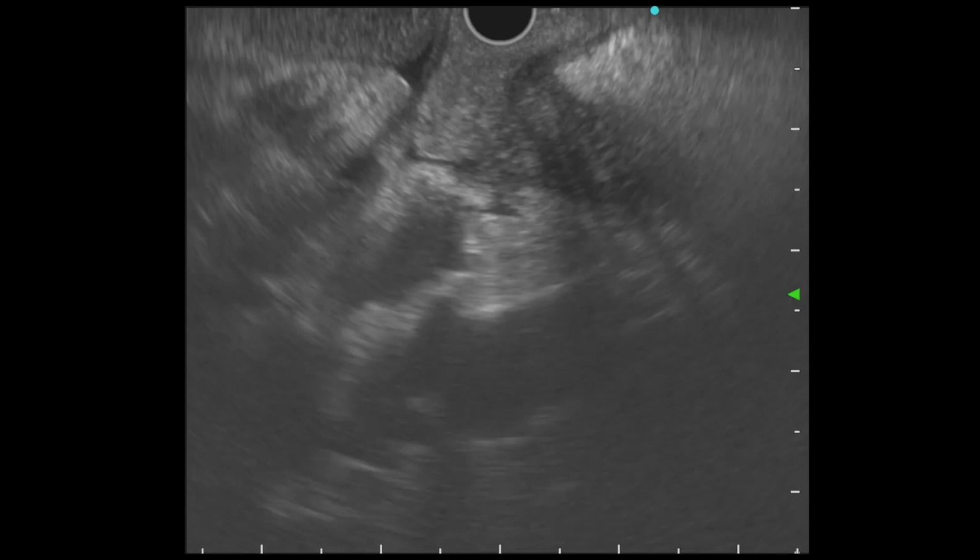Here you see a small quantity of ascites near the liver, at the corner of the liver and the duodenum. This is probably a bad prognostic sign of advanced disease.